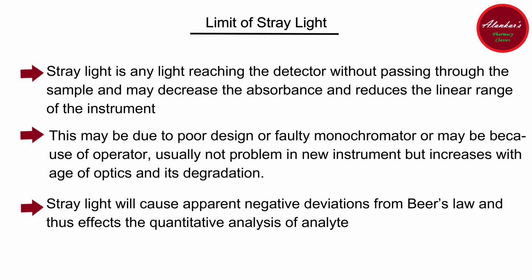The next test is the limit of stray light. Stray light is any light reaching the detector without passing through the sample and may decrease the absorbance and reduce the linear range of the instrument. This may be due to poor design or a faulty monochromator, or maybe because of the operator. Usually this problem does not occur in a new instrument but increases with the age of optics and its degradation. Stray light will cause apparent negative deviations from Beer's law and thus affects the quantitative analysis of the analyte.